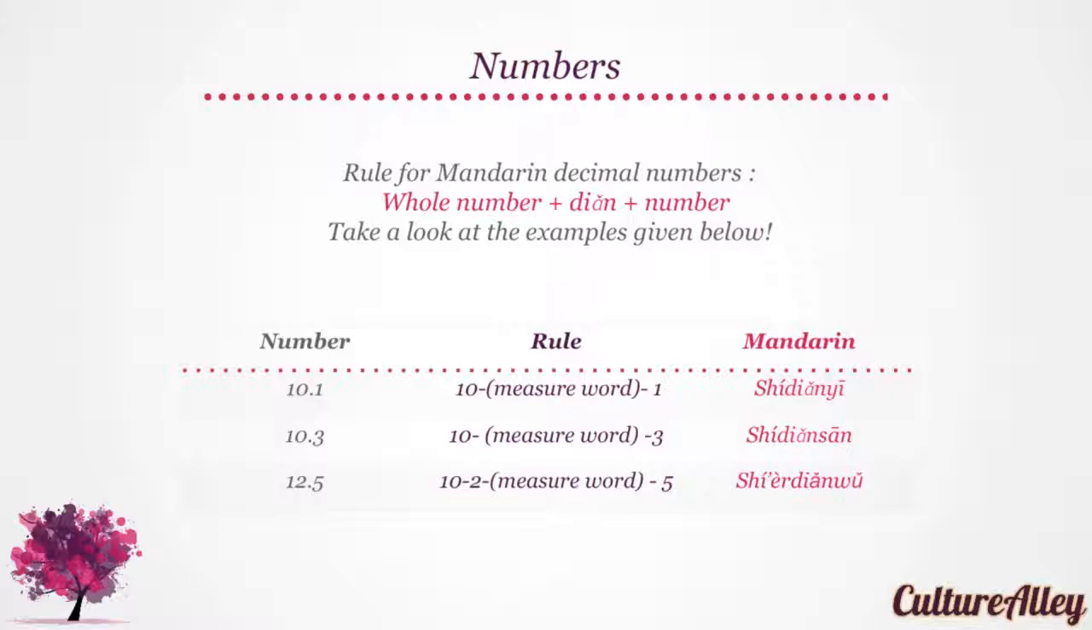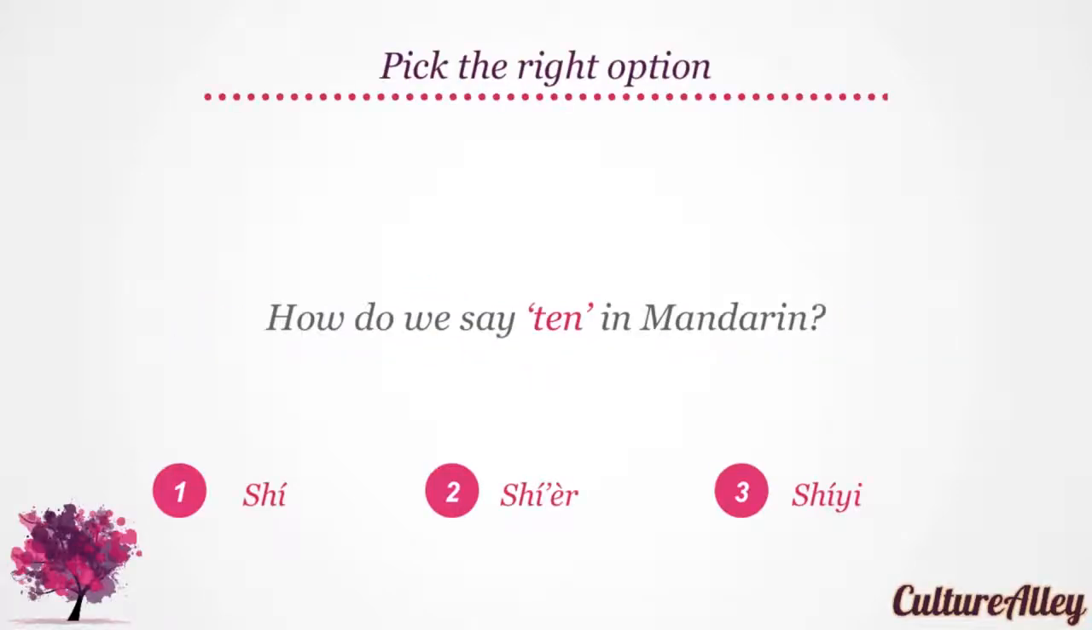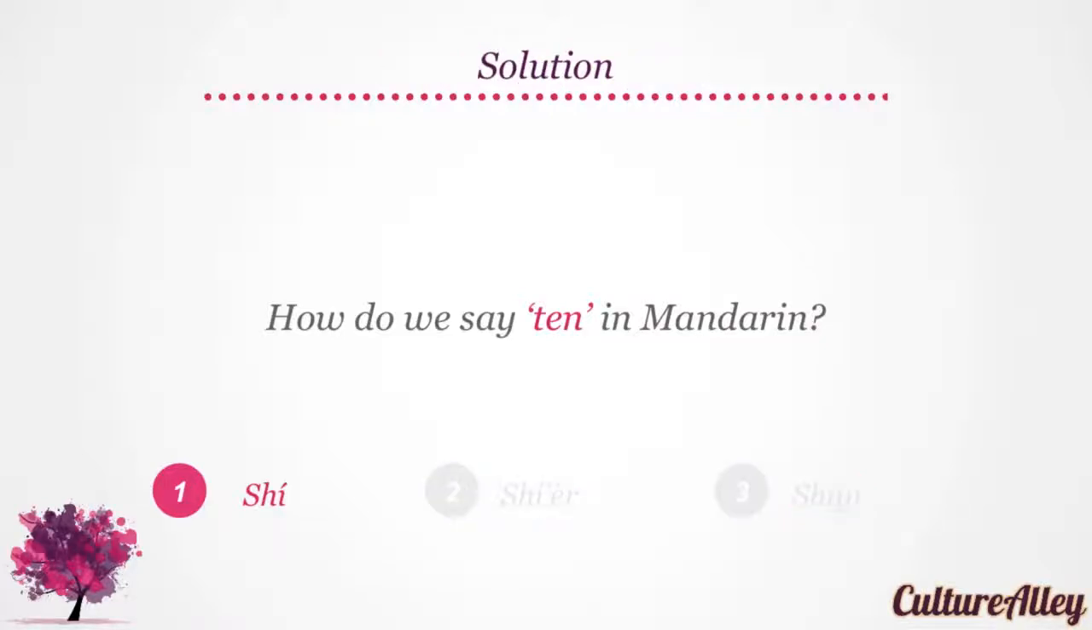Wonderful! We've covered all the concepts of numbers from 1 to 99. Alright, it's quiz time now. Let's see if you remember what we've learned in the lesson till now. How do we say 10 in Mandarin? Do we say 10 or 12? Or will it be 11? The correct way of saying 10 in Mandarin is 10.